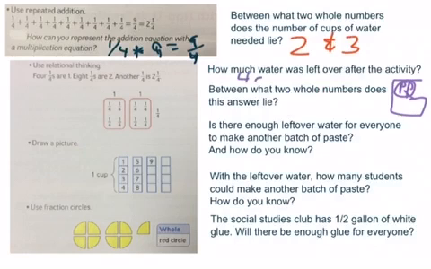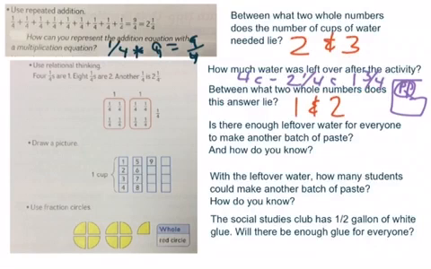4 cups minus 2 1/4 cups. Hopefully you know that means I would have left over 1 3/4 cups, because 3/4 plus 1/4 is 1 whole. Add that to my 2 plus 1, which is 3, which gives me 4. Okay? And so if I have 1 3/4 left over, what 2 whole numbers does that answer lie between? Well, it's more than 1, but it's less than 2. So that mixed number lies between 1 and 2.